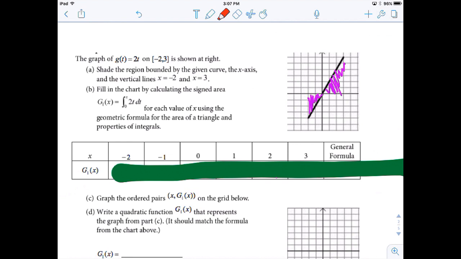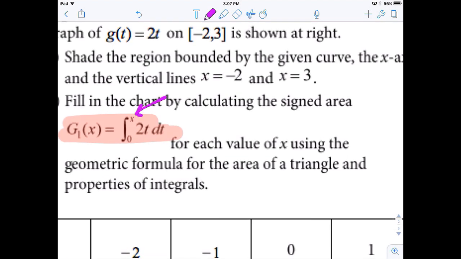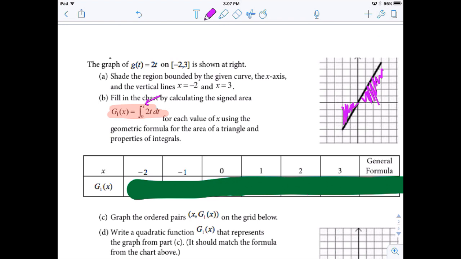Now, I'm going to fill in this chart that we see here by actually calculating the areas. And notice where I'm taking the integral from. So capital G is the integral from 0 to x of 2t. So the variable here in this function is x. The variable is your upper bound, right? 2t is not a variable.